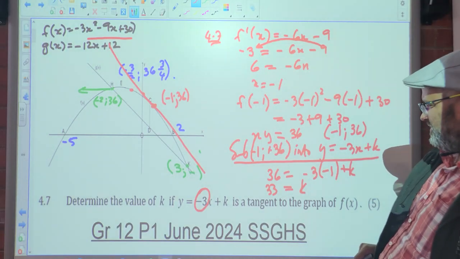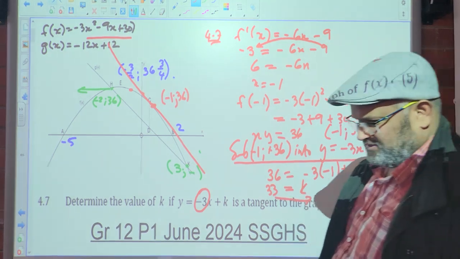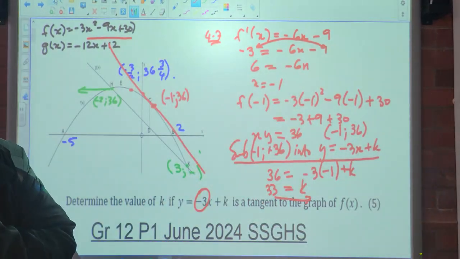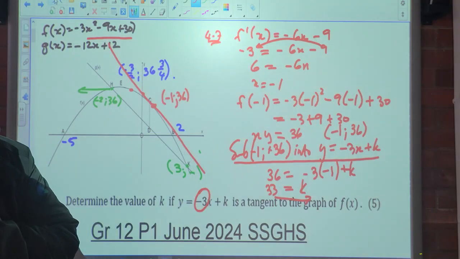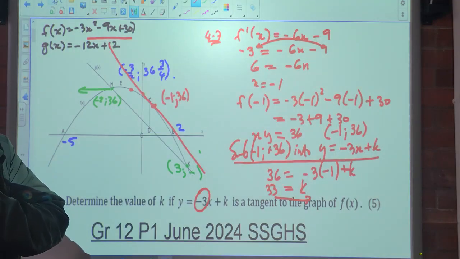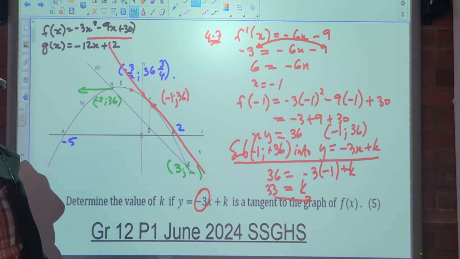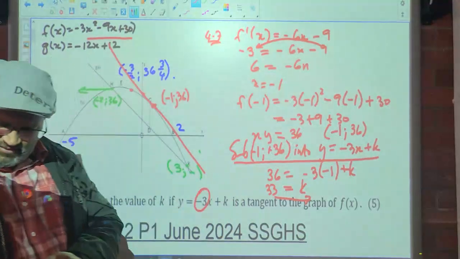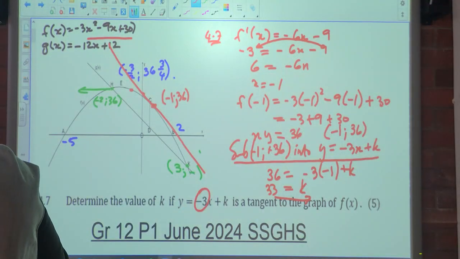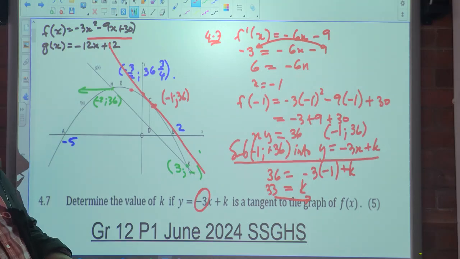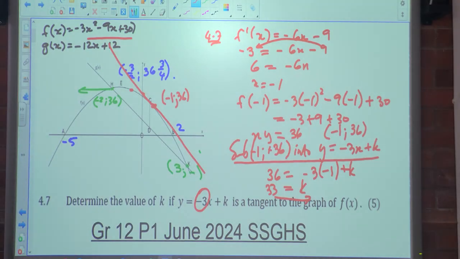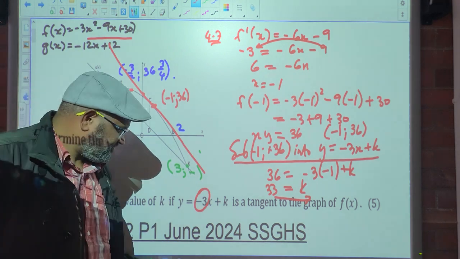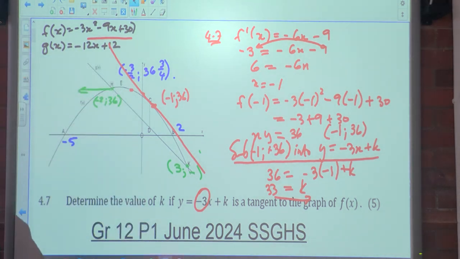So determine the value of k if it's a tangent, so k has to be 33. Did anybody get 33 that I marked wrong? I wrote 39. So it's positive 3, yeah, it's 33, not 39. Okay, so I made a mistake in the moment. So if you add 33 to circle the question, you should get the mark.